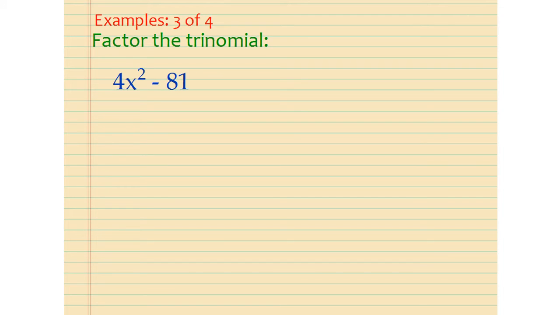Here's a different type of question. Generic polynomials are in ax squared plus bx plus c style. This one doesn't have the bx part, so we can add the bx part as 0x, for 4x squared plus 0x minus 81, and then solve this as we were solving the previous ones.